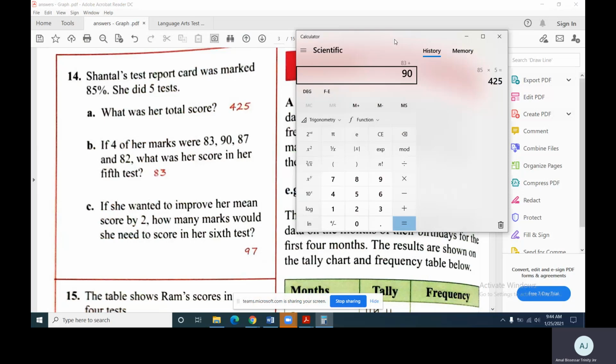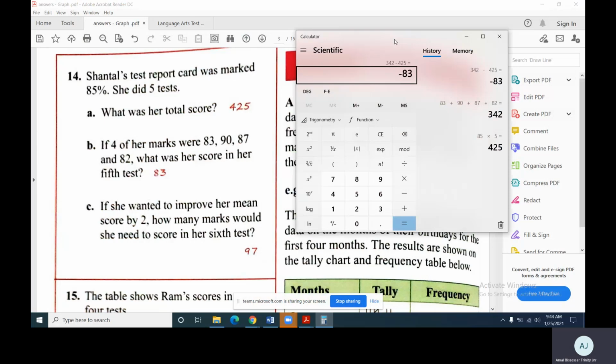4 of the tests are 83. Then she got a mark of 90. Then she got a mark of 87. Then she got a mark of 82. That's 342. So what is the 5th mark? The 5th mark would be the 425 minus the 342. 83 is the 5th mark.